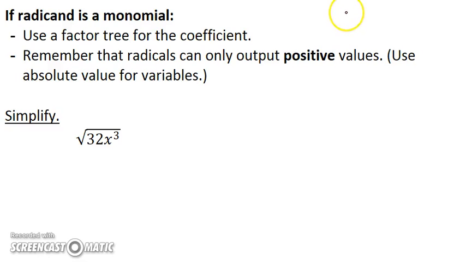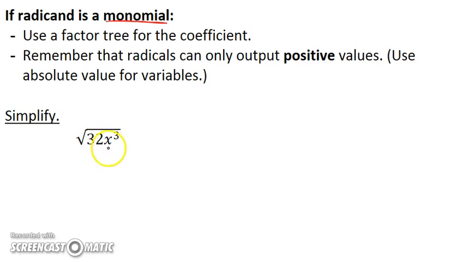In this video, we're going to apply the concept of simplifying radicals to monomials. Remember that monomials are polynomials with one term, like the radicand in this expression, for example. Just a product of a real number and/or variables to some power or powers. So the thing to keep in mind in a monomial is that we're still going to use a factor tree for the coefficient.